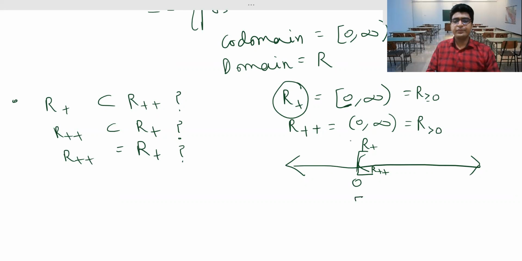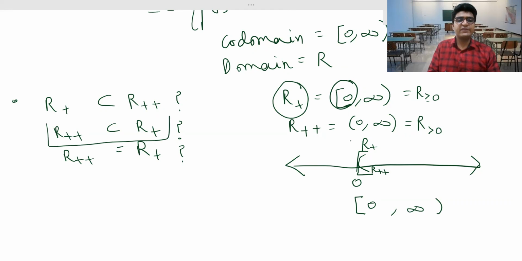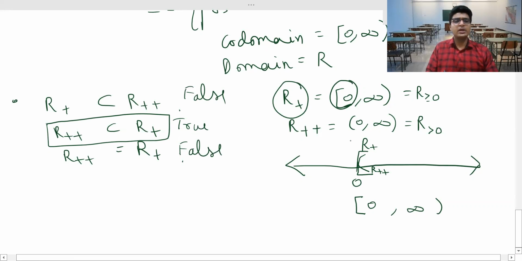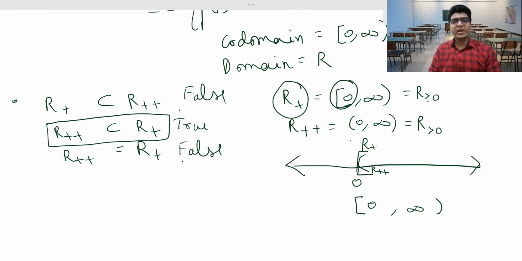So clearly R plus includes 0, so it is a bigger set than R plus plus. That means R plus will be a superset. So this one is correct: R plus plus will be a subset of R plus. And clearly they are not equal, because R plus includes 0 and R plus plus does not include 0.